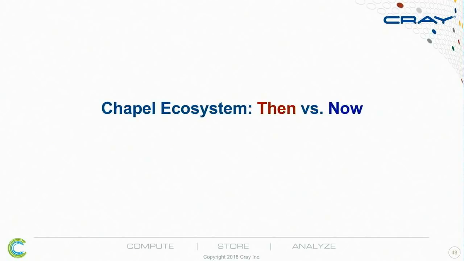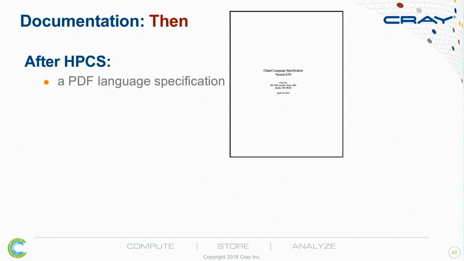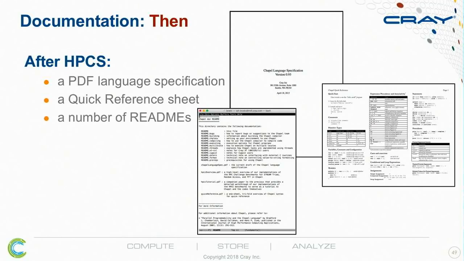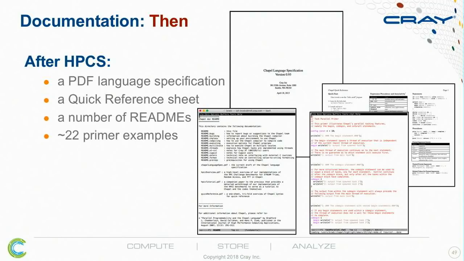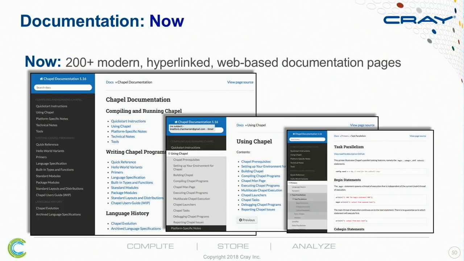And I'll start with the ecosystem, then versus now. When we came out of HPCS, in terms of documentation, we had a PDF language specification, a quick reference sheet, a number of text-based README files, and some primer examples that taught you the language through comments and code. Now we have over 200 modern hyperlinked web-based documentation pages, and when you surf to Chapel, it feels more like a real language and less like somebody's experiment.